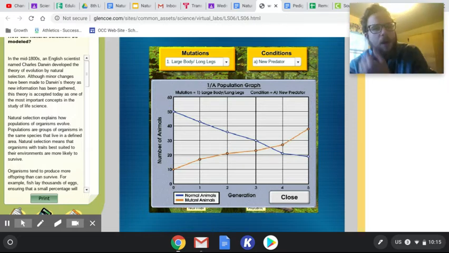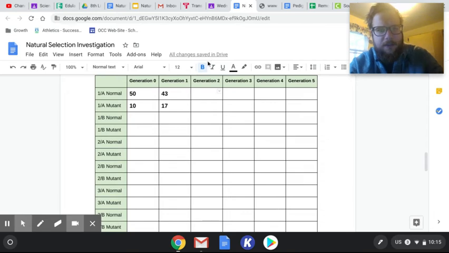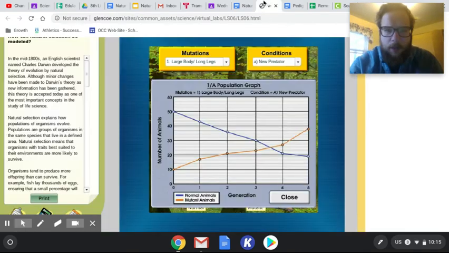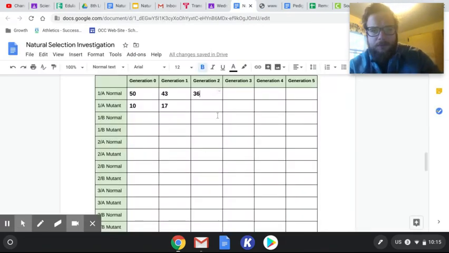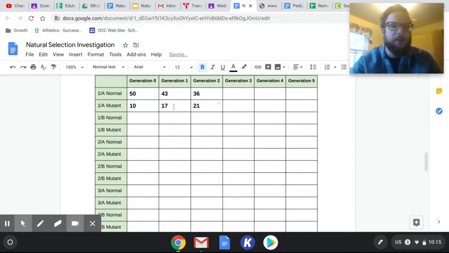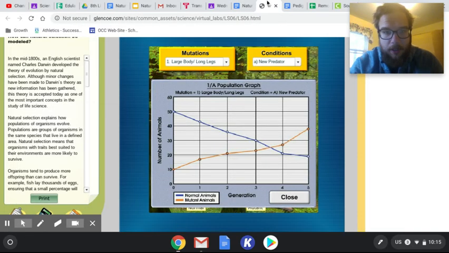Actually, it looks like it's about 6. So we'll call that 36 for the generation 2 normals. And then we're going to go to 21 for the mutants. Now you notice already we've got a trend developing. We don't even have to finish the data to really recognize this trend, although it's always a good idea to finish your data before you come to your conclusions. But look at what's happening. The normal population is decreasing every generation. The mutant population is increasing.